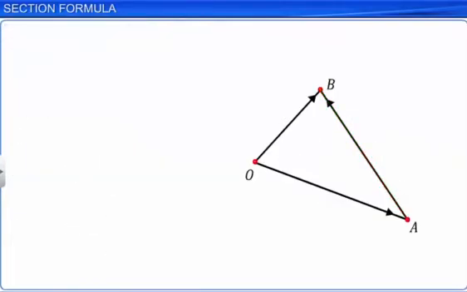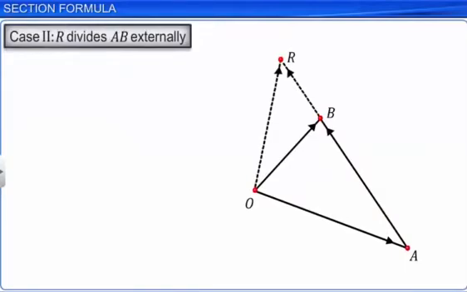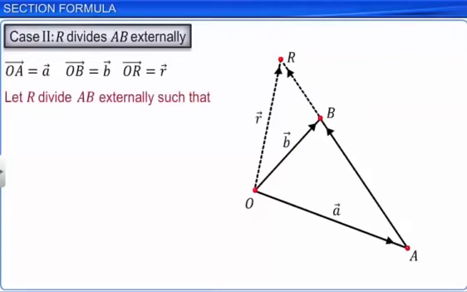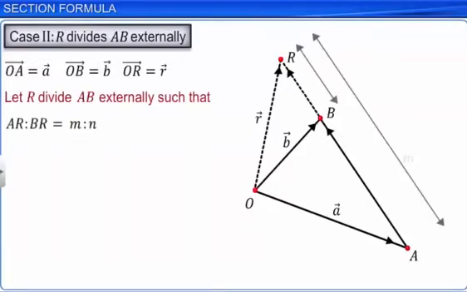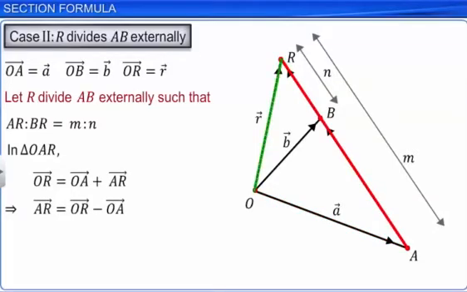Now, let us consider the case where point R divides line segment AB externally. Let vectors A, B and R represent position vectors OA, OB and OR for points A, B and R, respectively. Let point R divide line segment AB externally such that the ratio AR is to BR is equal to m:n. From triangle OAR, we get vector AR is equal to vector OR minus vector OA, which is equal to vector R minus vector A.